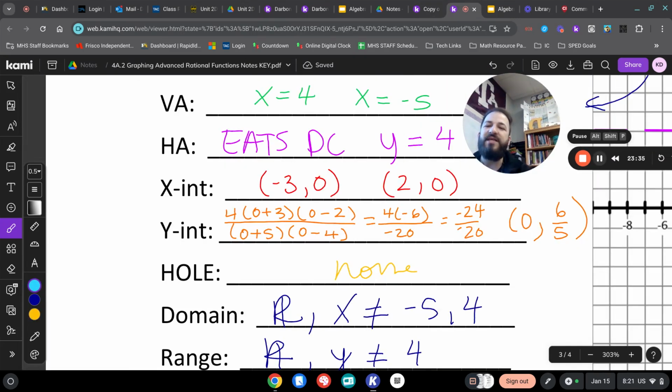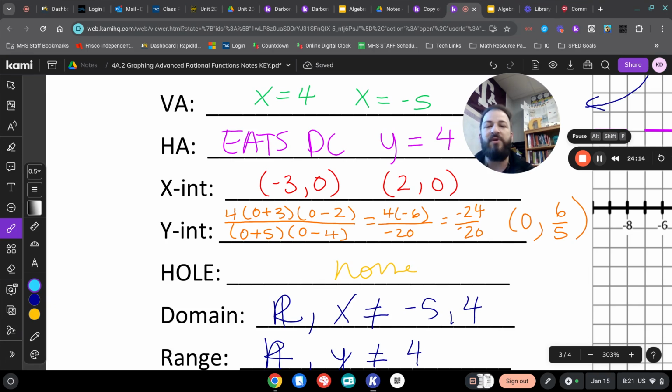All right, y'all. So these key features for our vertical asymptote, because we have those 2 factors in the denominator, we do end up getting x equals 4 and x equals negative 5. For our horizontal asymptote, we do have x squared over x squared, but it's 4x squared over 1x squared. So its exponents are the same. We're going to divide those coefficients. So 4 divided by 1 would give us y equals 4 as our horizontal asymptote. For our x-intercepts, because we have 2 factors in the numerator, we're going to end up getting 2 x-intercepts, negative 3 comma 0 and 2 comma 0.